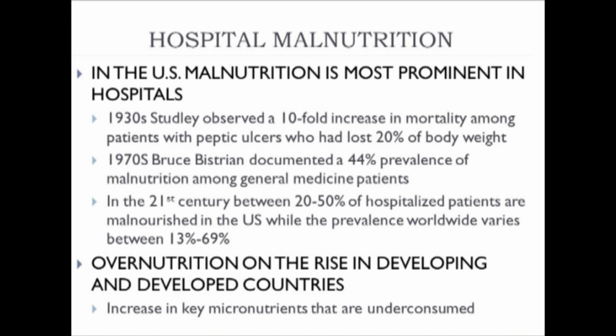Currently, if we think about malnutrition, we are probably quick to conclude that it's certainly not visible in our streets, highways, and byways. But malnutrition is indeed quite prominent still in our hospitals. In 1930, Strudley observed a tenfold increase in mortality in patients who had peptic ulcers and who had lost 20% of their body weight. In the 1970s, Bruce Bistrian documented a 44% prevalence of malnutrition among the general medicine patients. In the 21st century, between 20 to 50% of hospitalized patients are still considered malnourished in the U.S., while the prevalence of worldwide malnutrition varies between 13 to 69%.